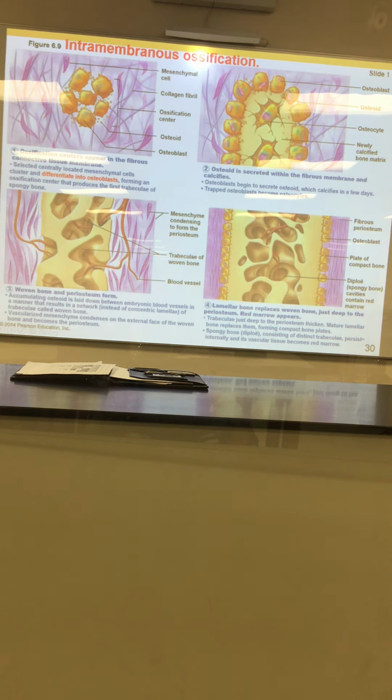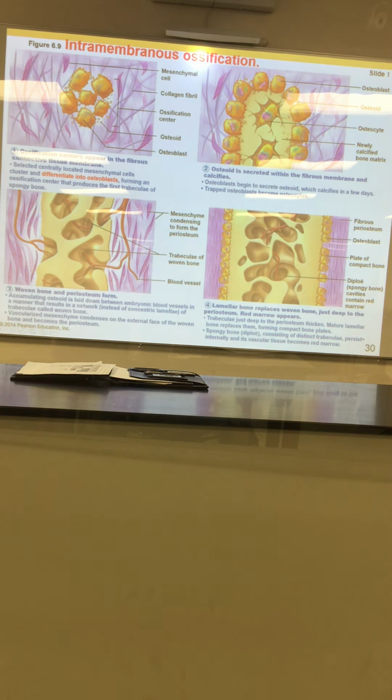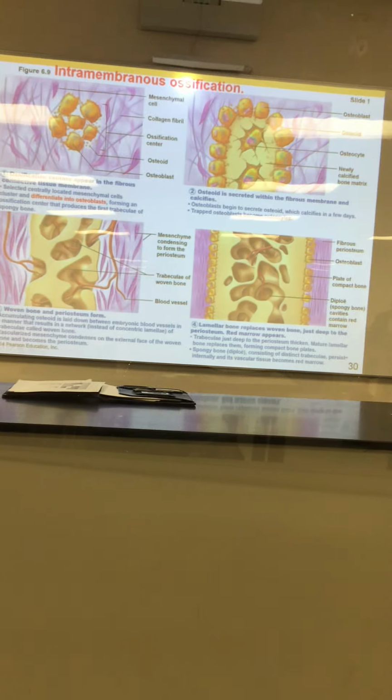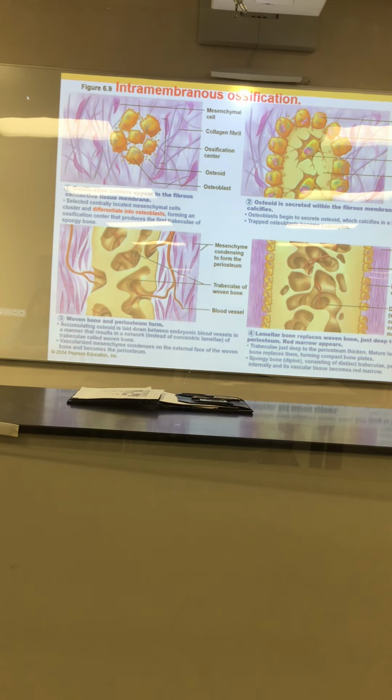Intramembranous ossification. So this is endochondral ossification, and this is intramembranous ossification. The idea here is very simplistic. Whereas in endochondral ossification you'll have a cartilage model and bone will develop on that cartilage model, that'd be endochondral, in cartilage, right?